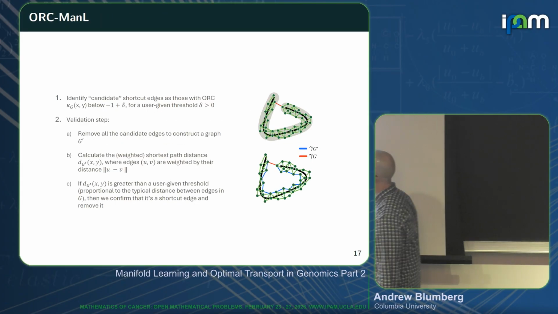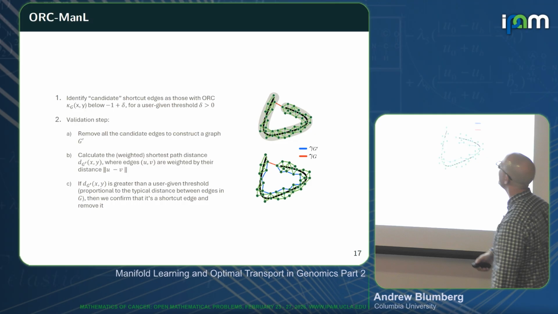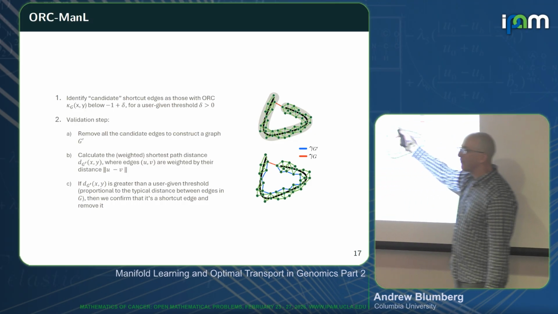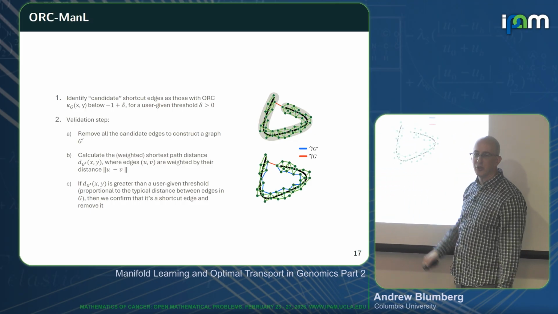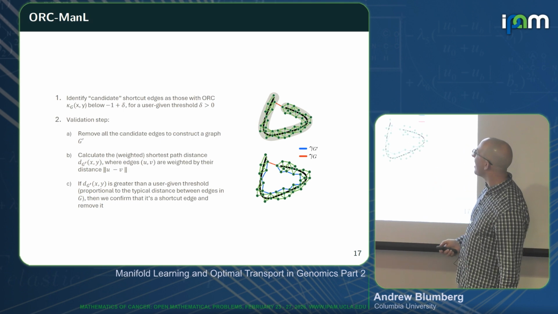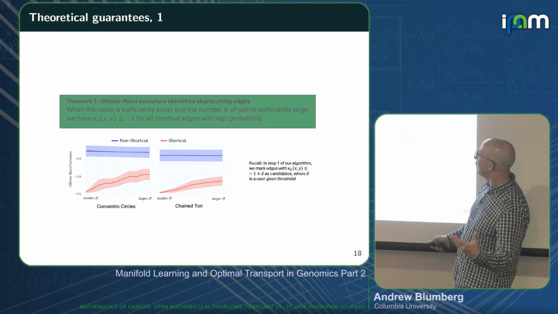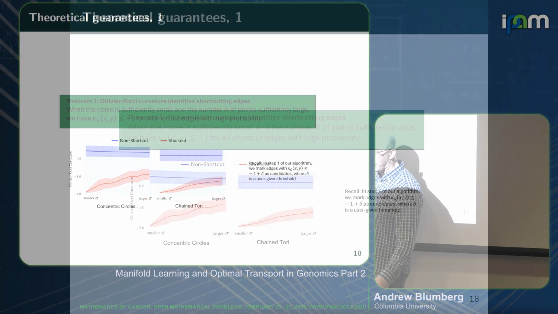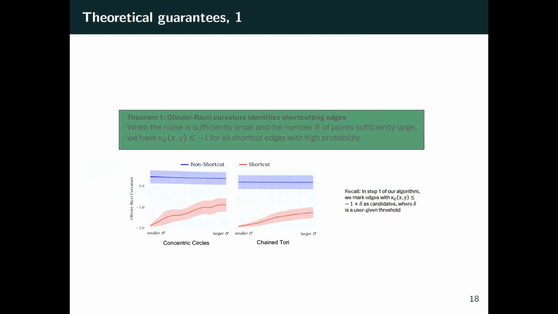And so we have this embedding algorithm where what you do is you look for very negative edges in the Olivier-Ricci curvature, and you cut them. That's the algorithm. And it turns out this is a good thing to do. You can prove that under mild hypotheses, which you can decide if they're reasonable, cross-cutting edges are pretty negative, and good edges are either close to 0 or positive. The sign tells you whether or not it's a cross-cutting edge.